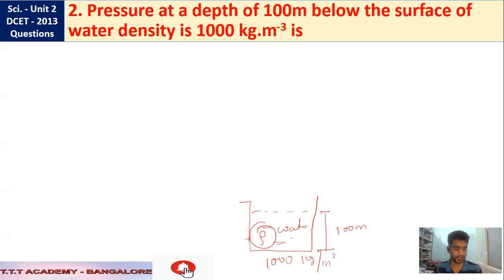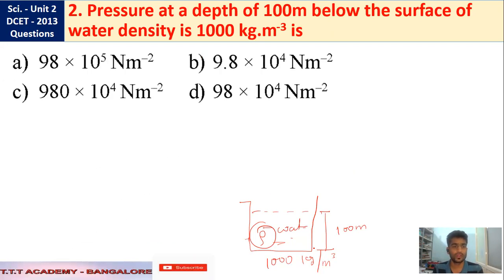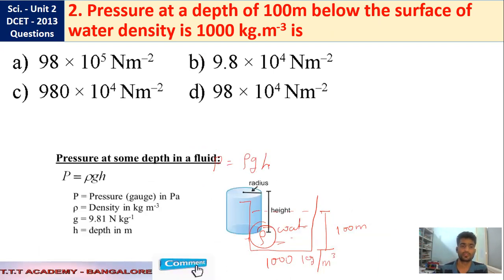By considering this, we can find the pressure by considering the height of the water in a tank. Suppose you have four options. By solving this problem, we can get the right option. See, dear students, pressure according to hydrostatic conditions is P equal to rho g h. Just observe here.